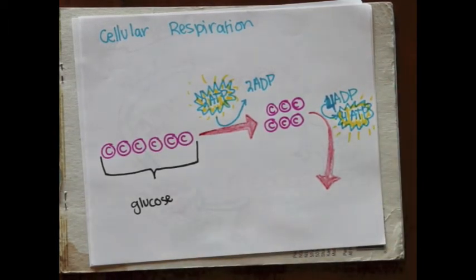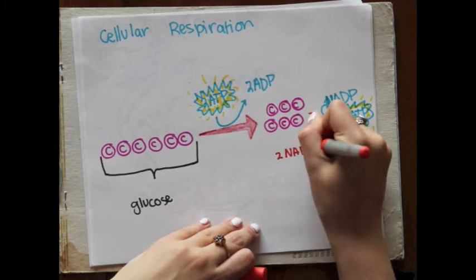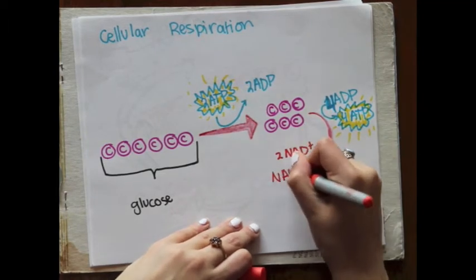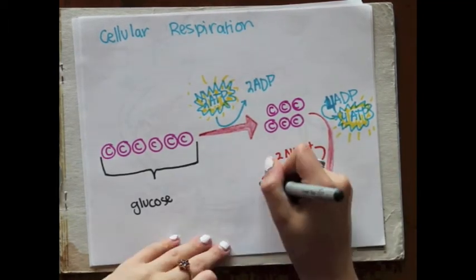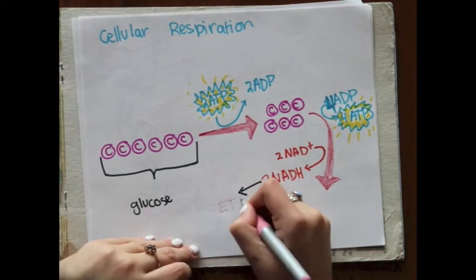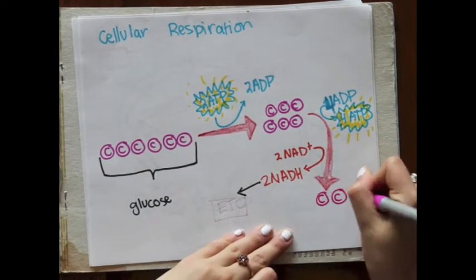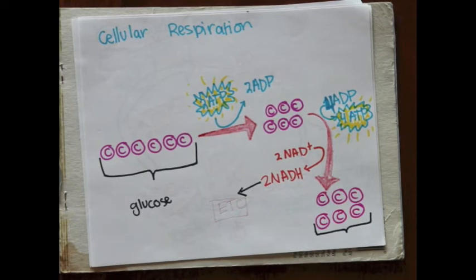Next, 2 NAD plus molecules will gain an H, becoming 2 NADH molecules that will then go onto the electron transport chain. In the end, you will be left with 2 pyruvic acids.